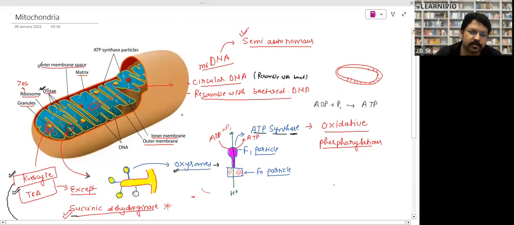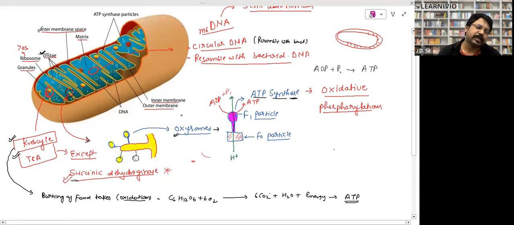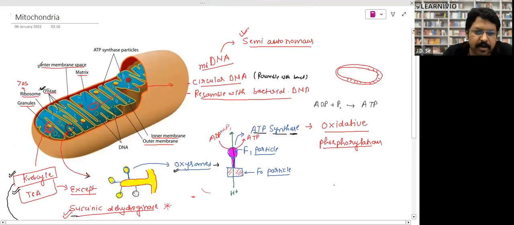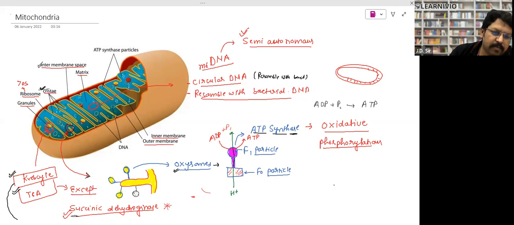Mitochondria. The structure of mitochondria we have discussed in detail in the respiration part, but still I will remind you. There is an outer membrane and an inner membrane. The inner membrane is folded. These folded structures are known as the cristae. We know that mitochondria have their own DNA called mtDNA. It is semi-autonomous. It is circular DNA like bacteria, and this resembles the bacteria, right?